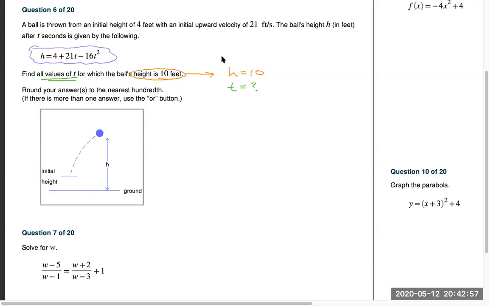So also do note right here, it says that we're going to be rounding to the nearest hundredth. So make sure to keep that in mind when you're doing this problem. Okay, so essentially what we have here, we have an h to plug in. We keep the rest of the equation.